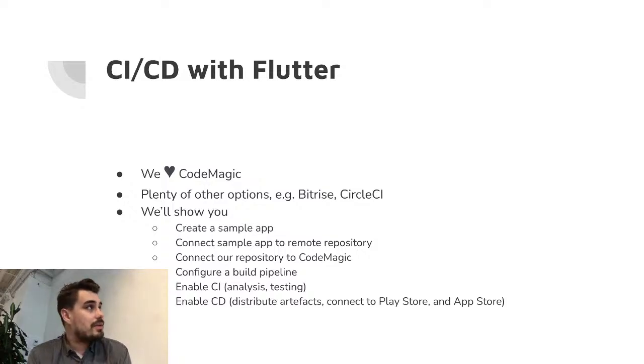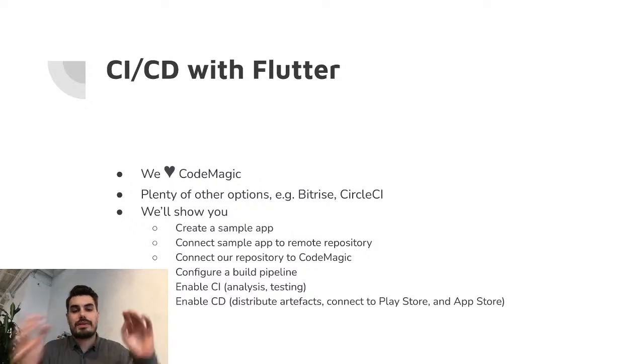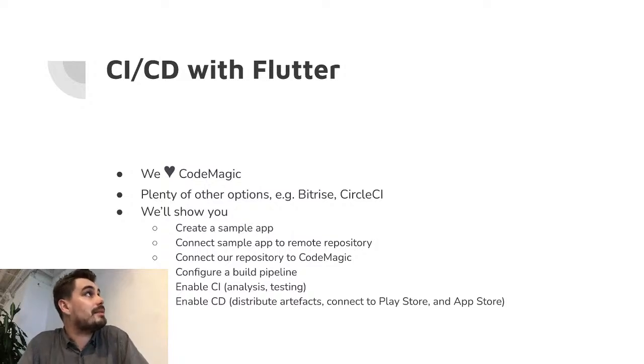And so we'll go through a sample application, connecting it to a repository, connecting CodeMagic to that repository, configuring a build pipeline, enabling CI and enabling CD. So we'll go through the concepts we've talked about with CodeMagic and build this quality-based pipeline, the CI/CD pipeline. How does that sound?